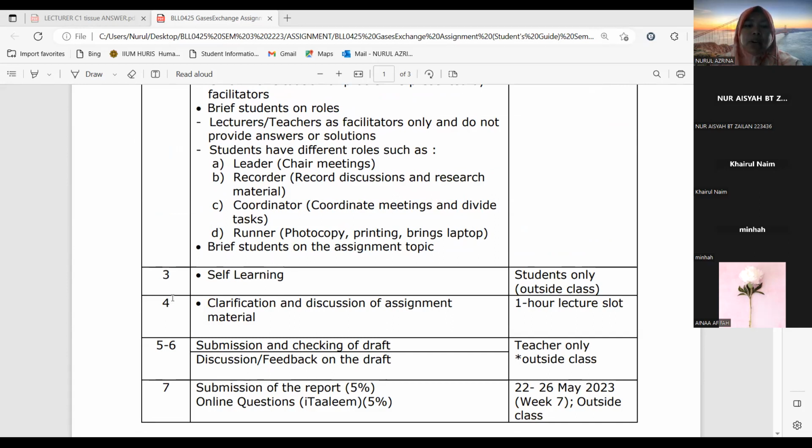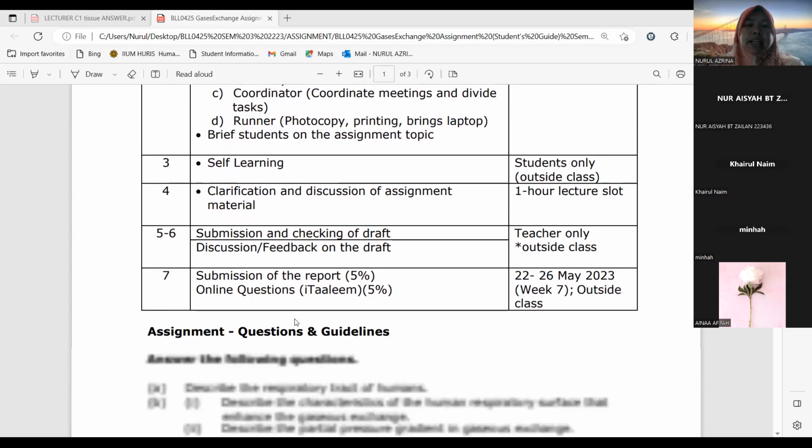And then week 4 will be clarification and discussion of assignment material. So it will be face-to-face consultation with me, in class, on the progress of the assignment. Better to make sure you all understand what you are doing, that you managed to cover everything we wanted to. And in case you have already come with your draft, I will check your draft, whatever needs adjusting, maybe add or remove something, right?